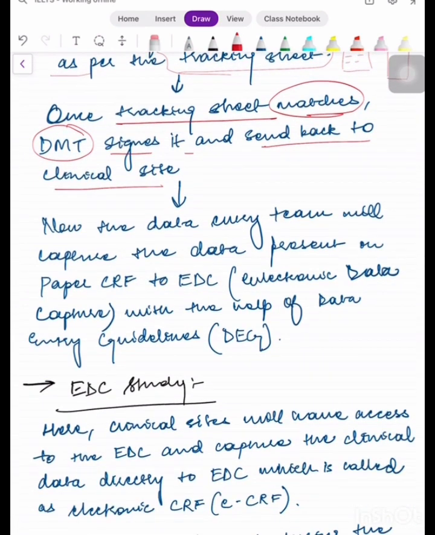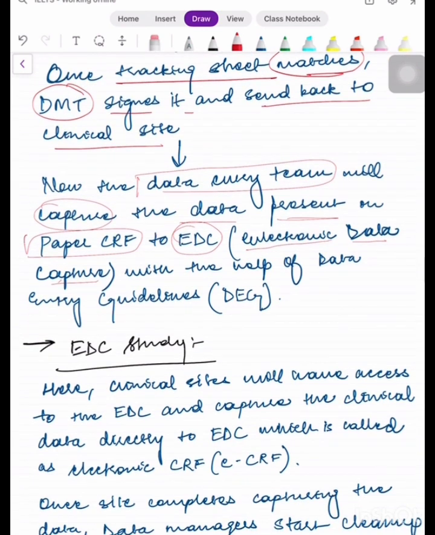Now the data entry team will capture the data present on the paper CRF to EDC, that is electronic data capture, with the help of data entry guidelines. So there are data entry guidelines also. You can search it on Google as well.